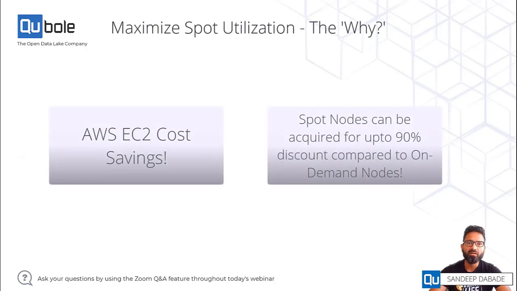Action 1, maximize Spot utilization. Why is it important to maximize Spot utilization? Well, the obvious benefit is the EC2 cost savings. Spot nodes can be acquired for up to 90% discount as compared to on-demand nodes. And that can result in significant EC2 savings for the customer. Let's see how that's done.